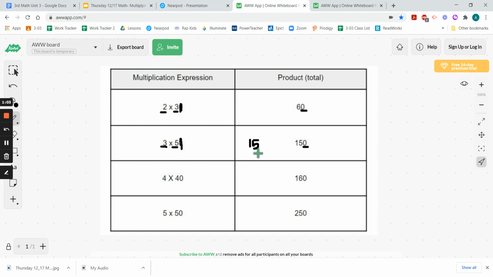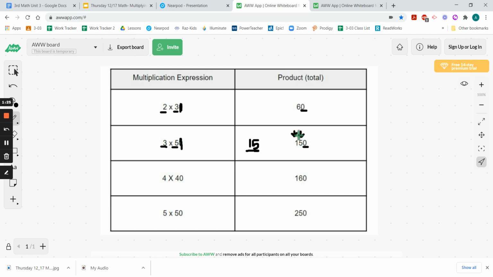So in the number 15, the 5 is in the 1's place, but now because 0 is in the 1's place, the 5 moves to the left 1 place and is now in the 10's place. The 1, which was in the 10's place, is now in the 100's place.